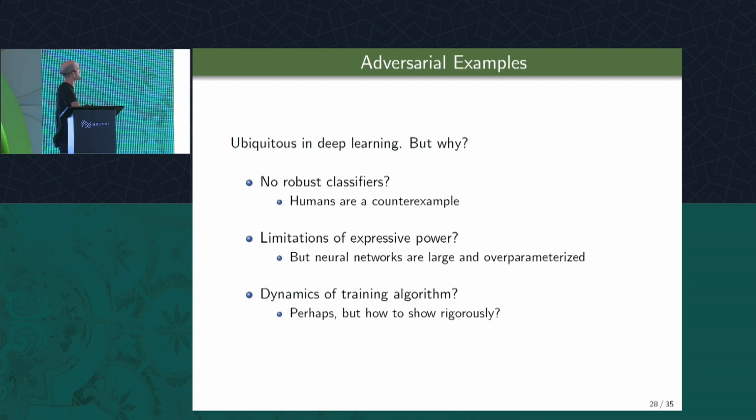You can also argue maybe it's some limitation of expressive power. Maybe neural networks are not able to express robust classifiers. That's also, I think, not very likely, because we do train very large, very over-parameterized neural networks. So the main thing remaining is that it has to do with the training of these methods. Somehow the dynamics of the algorithm, the implicit bias of the algorithms that we use, are biased towards predictors that are sensitive to adversarial examples. So this maybe is more plausible, but the big question here is, how do we show this rigorously?